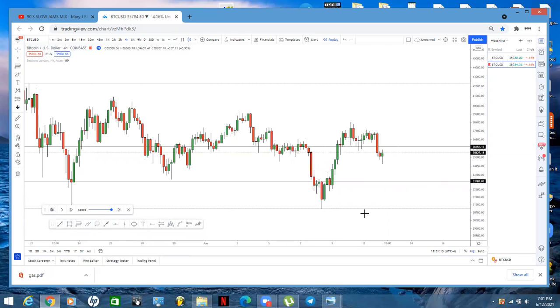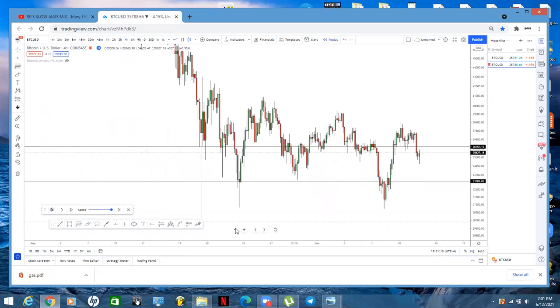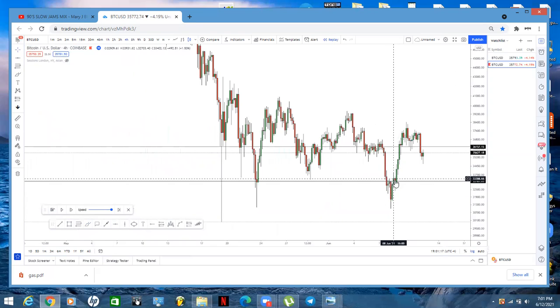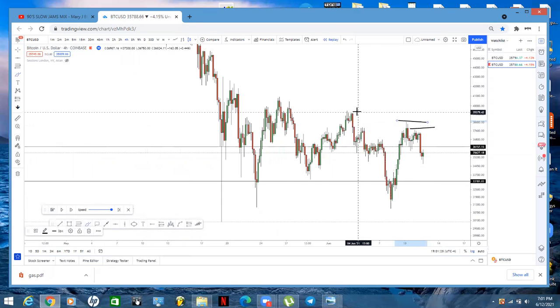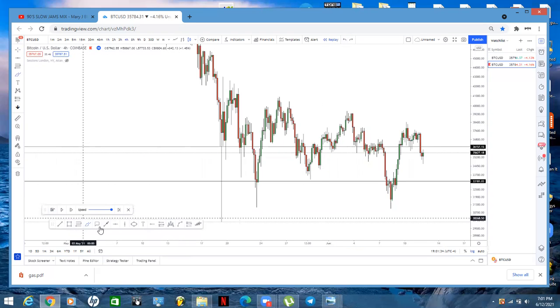Once price comes back into the area to mitigate this order block right here, I'm expecting price to then take out these equal highs and possibly retest this order block right here. So we could probably see a nice push into this order block right here.